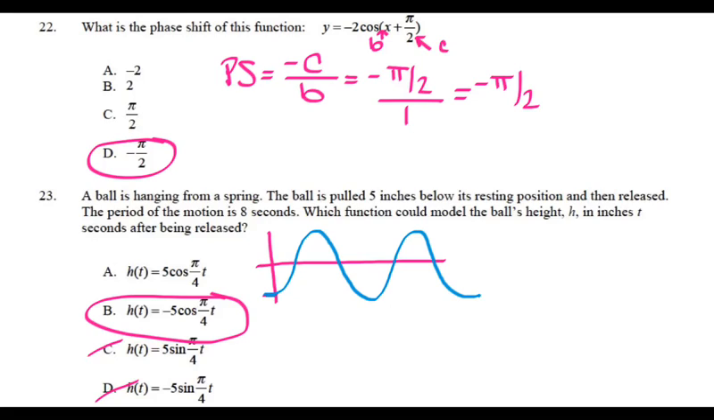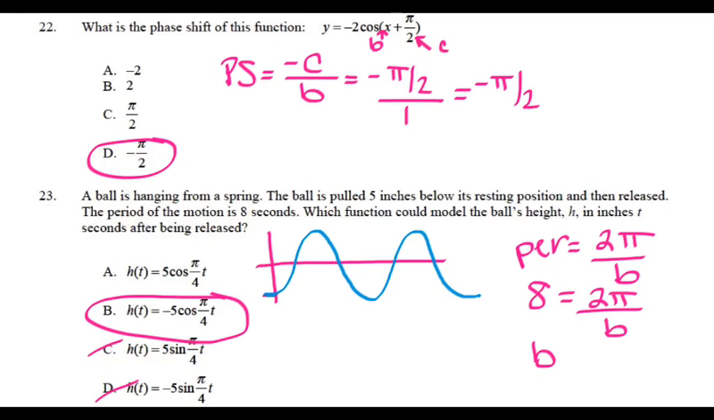Now, where does that pi over 4 come from? So the pi over 4 comes from the fact that the period is 8 seconds. So period is 2 pi divided by b. I know the period is 8. So that means b is going to be 2 pi divided by 8, which is where that pi over 4 comes from. Alright, so your answer is still B.